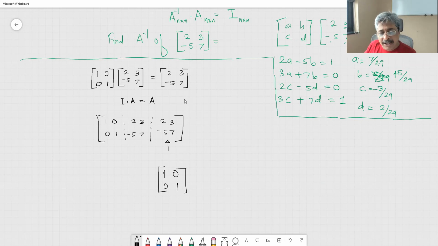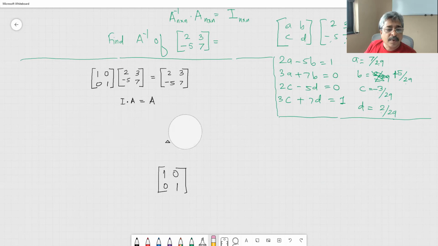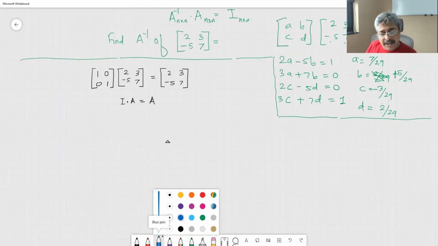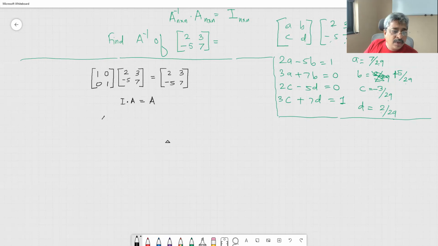You do not have to write the middle one, because the middle one is A and we don't want to change A. So you write only 4 entries. Let me do it again. I write 1, 0, 0, 1 augmented with 2, 3, minus 5, 7. I consider this augmented matrix and start transforming it such that this entry becomes 1, this entry becomes 1, and these entries become 0. So we are good at it.